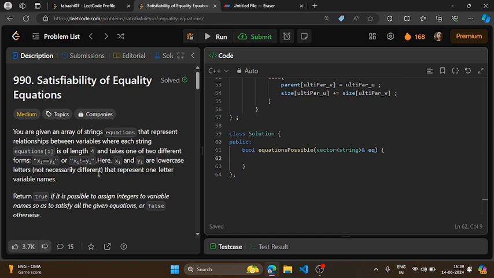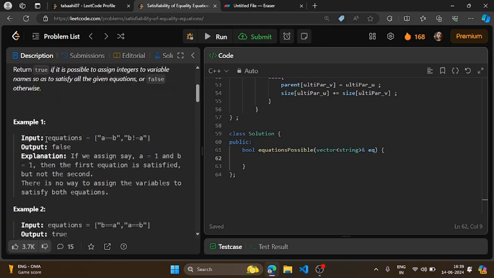So what exactly is the question saying? Suppose we are given some equations, as in this example: the first equation is a equal to b, and the second equation is b is not equal to a, right? If we try to assign integers to the variables, let us say a equals 7 and b equals 5, we have to check whether each and every equation is satisfied or not. Looking at the first equation, a equal to b, this is not satisfied. Now the second equation, b is not equal to a, yeah, this equation is right.